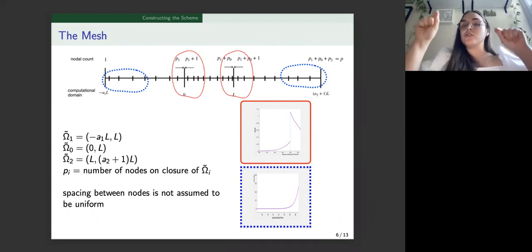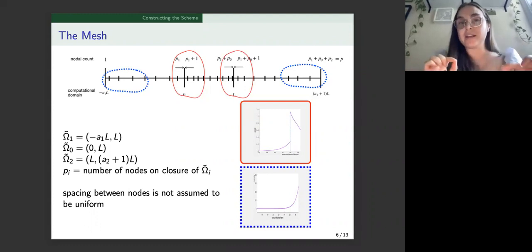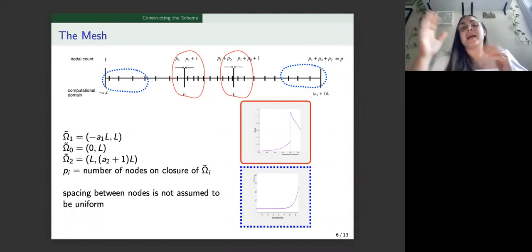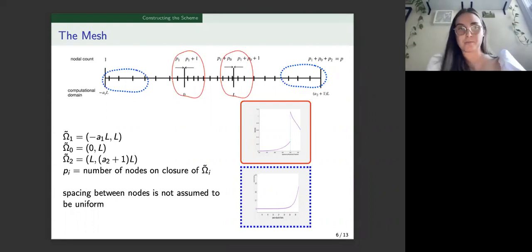To capture the coupling equations, we actually place 2 nodes on each interface. So we have 2 nodes on 0 and 2 nodes on L. And we also do not assume any uniform spacing, because we don't need to have uniform spacing. When we have these really flat solutions near the computational endpoints, we don't need a fine mesh. However, where we have these jumps and steeper gradients, that's where we want to concentrate our efforts. So that's where we use a finer mesh.